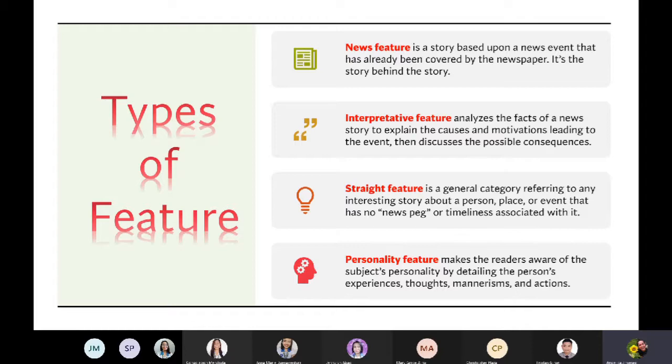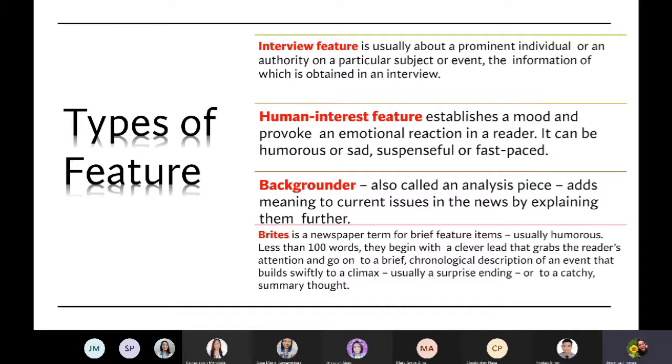Human interest. Human interest, there are many of those. It can be humorous, from anywhere. As long as it provokes an emotional reaction in a reader. It can be sad, suspenseful, or fast-paced. As long as it gets attention. Another under human interest, it can also be current news, like gossip. For example, there's a news feature that there's a better actor than Liza Soberano to dub the 13 for 13. Okay, so that's already a human interest feature.